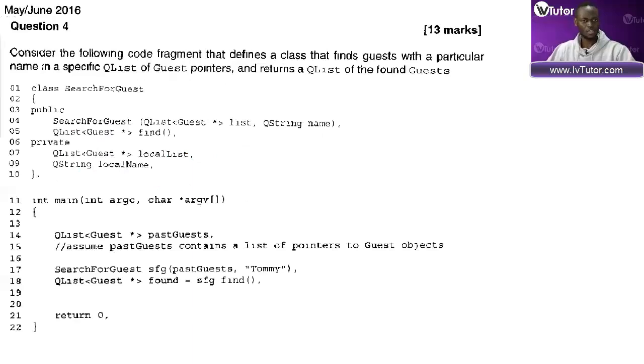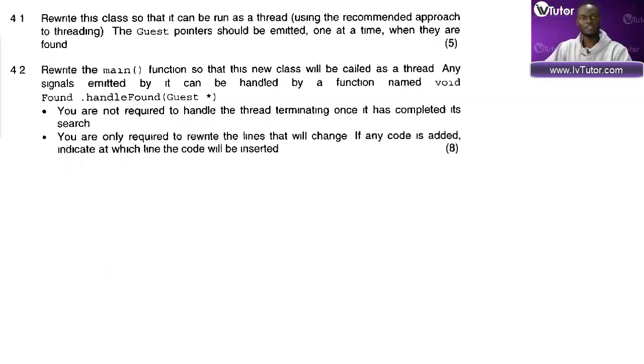I don't know if I've got another question here. Oh, there's another one. Consider the following fragment that defines a class that finds guests with a particular name in a specific QList. So this SearchForGuest class receives a QList of guests and a name to search for. And now look at this. This one returns a list of guests and there's a find function. And they say, rewrite this class so that it can be run as a thread using the recommended approach. The guest pointers should be emitted one at a time when they are found. So this question is explicitly saying your class must return the guests as and when they are found.